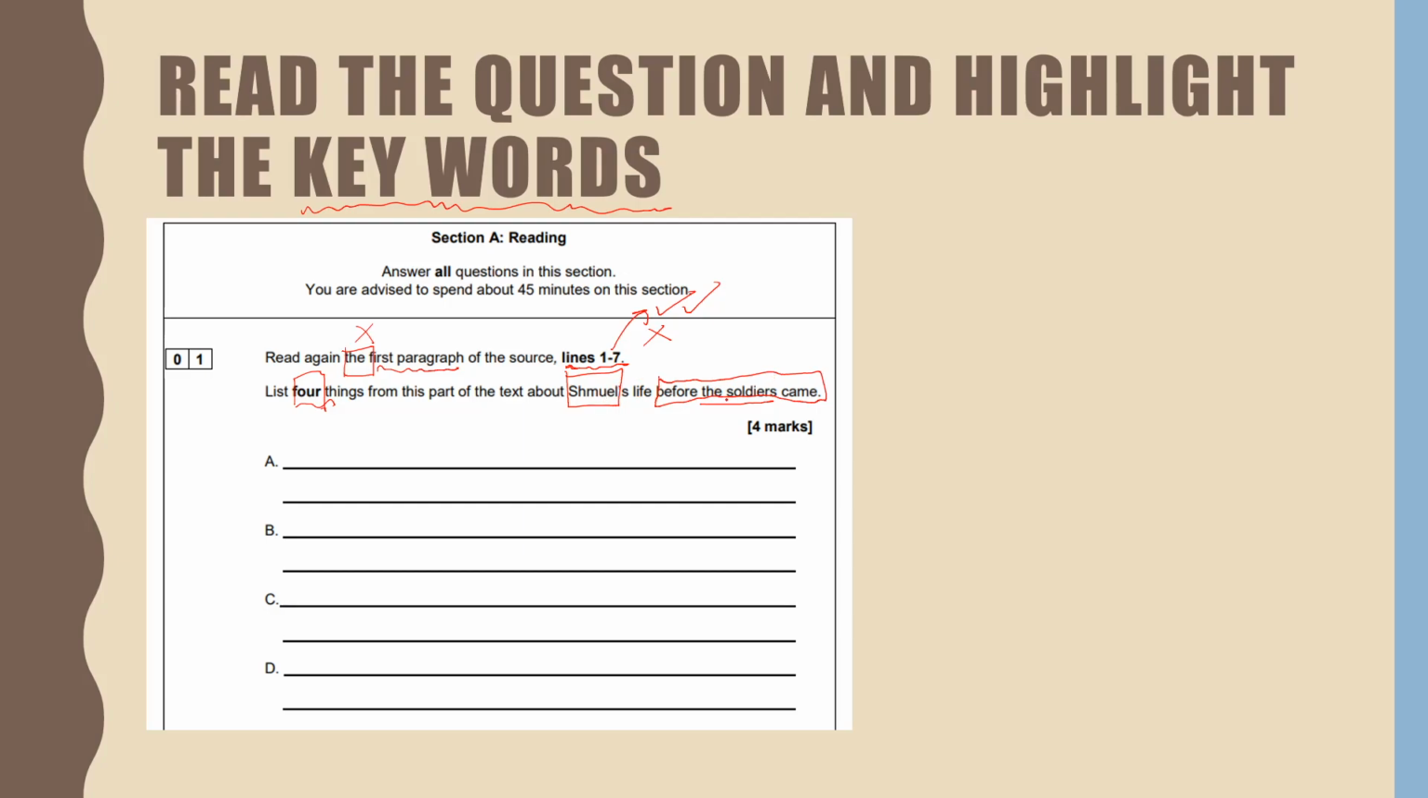I didn't do before the soldiers came, I might write something about Shmuel's life after the soldiers came, and then I'm not going to get the mark. To get a mark, I've got to write something about Shmuel's life before the soldiers came. So they're keywords as well, all right? So we've looked through, we know the keywords, we've highlighted them, or we've put boxes around them. So now we're ready to do step 2, which is to read the source.